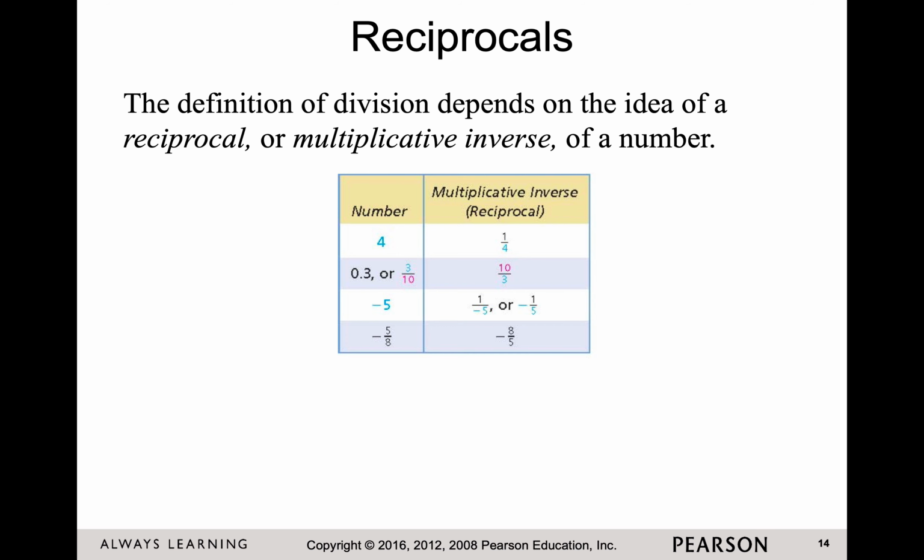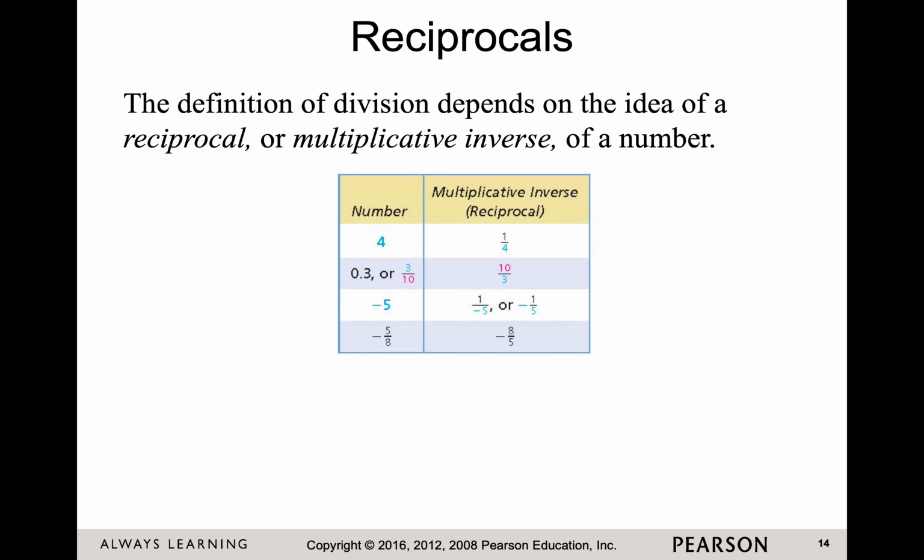A reciprocal means we're flipping the fraction. So 4, at first you say, well, 4 is not really a fraction. Well, it is. It's 4 over 1. So the reciprocal of 4 over 1 means to flip it and get 1 over 4. You don't change the sign. You just change the order of the fraction.